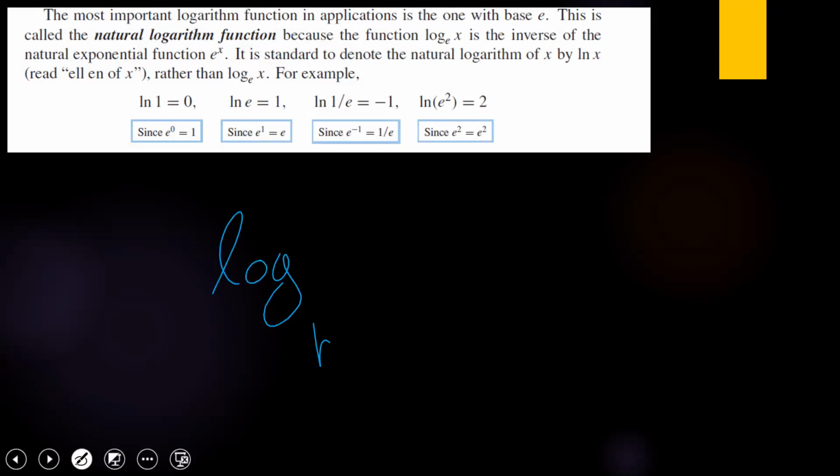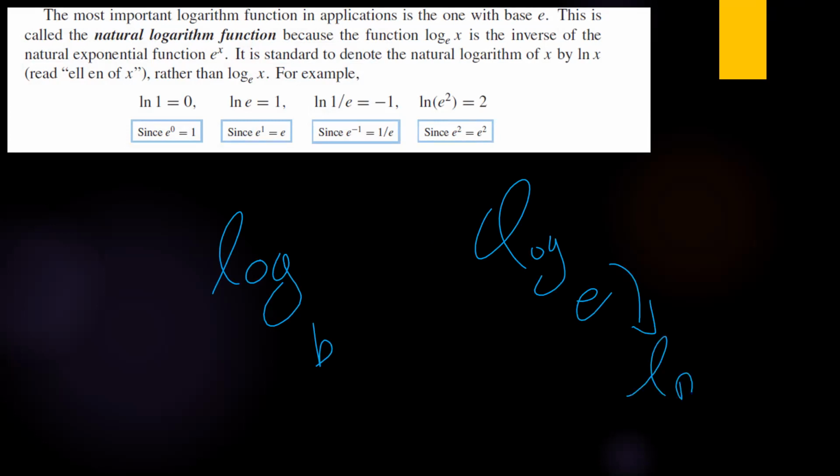Tomorrow, inshallah, we will talk about ln. ln is a logarithmic function to the base e, not to the base b. So we write it as ln of x. This will be, inshallah, our lesson tomorrow. Do you have any questions?